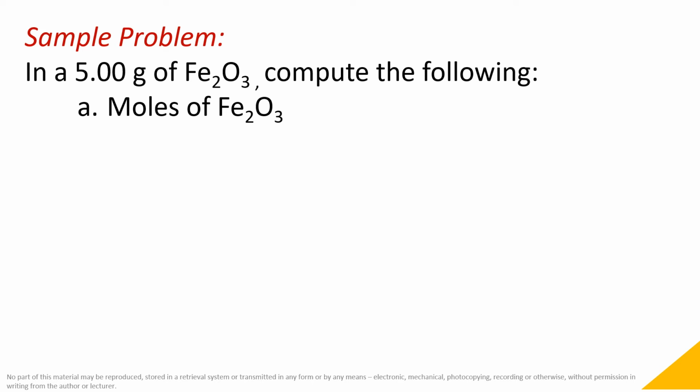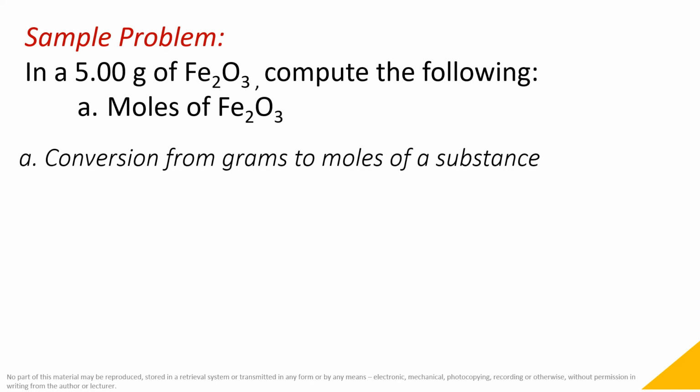Now that we already got the molar mass for ferric oxide, let's continue with computing the number of moles for ferric oxide. So the first thing that we have to do is convert from grams to moles of a substance. In order to do that, we're going to get the number of grams in our sample, which is 5 grams of ferric oxide.